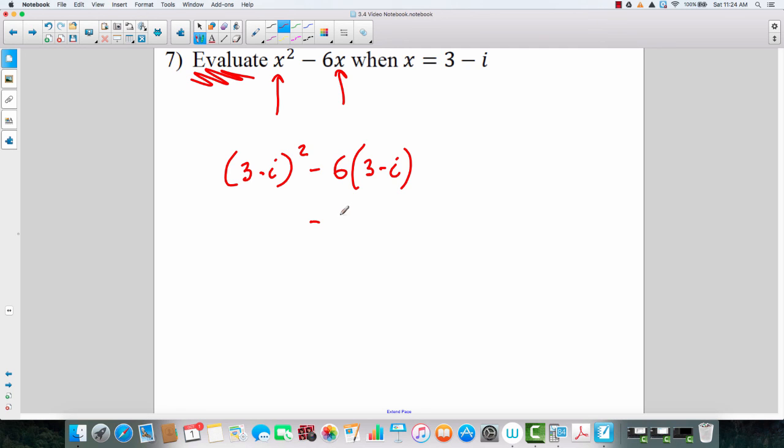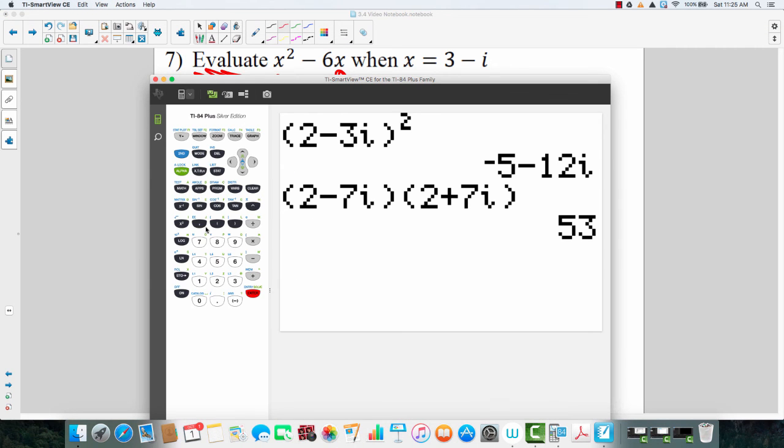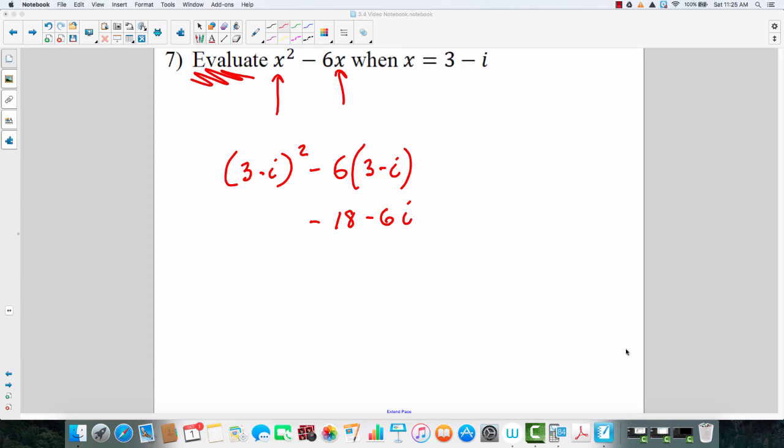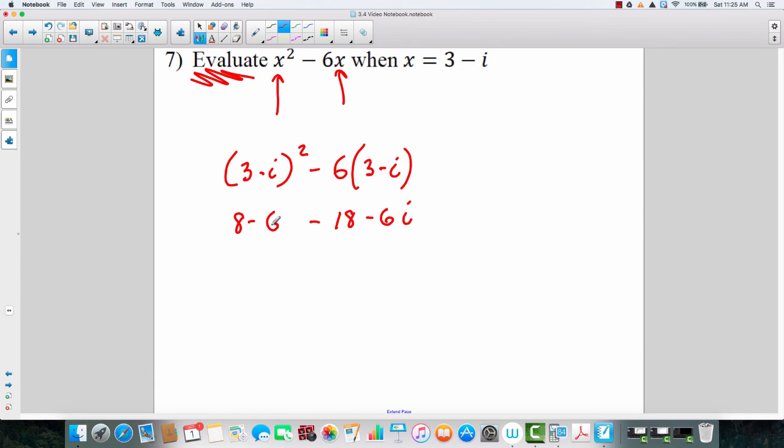So I'll do this part first. And then I'm going to do 3 minus i squared in a calculator. Because that's what we do and that's how we roll. Bam, look at that. 8 minus 6i. Don't have to tell me twice. Okay, let's look to combine like terms. The 8 and the 18 I can combine. So this would be negative 10. The negative 6i and the negative 6i would be negative 12i.